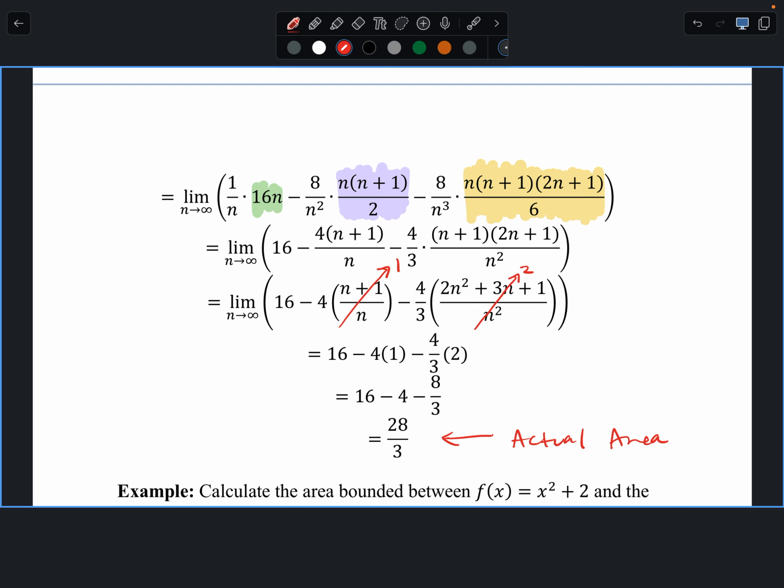Wait, I'm getting an eraser. The 1 over n is outside the f of ci. You put whatever you want for ci, you put that in there. Oh yeah, that makes sense.